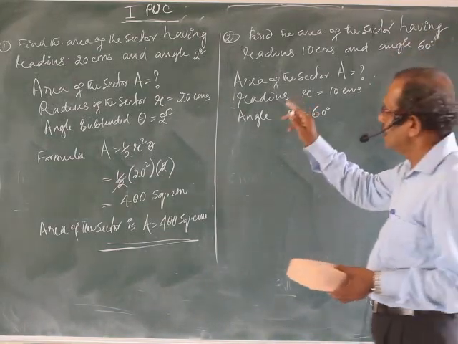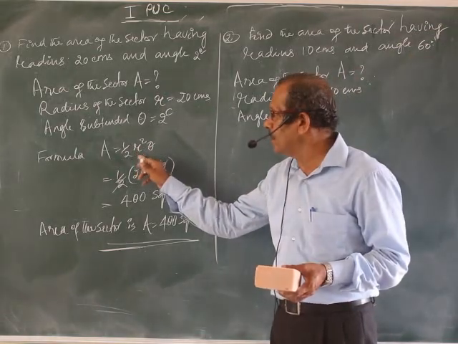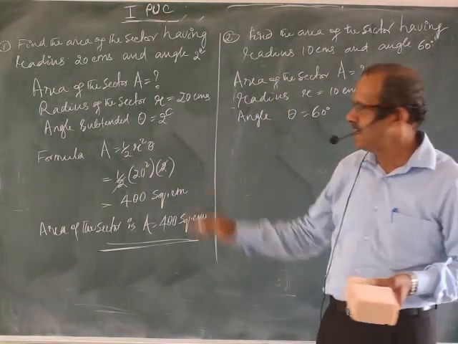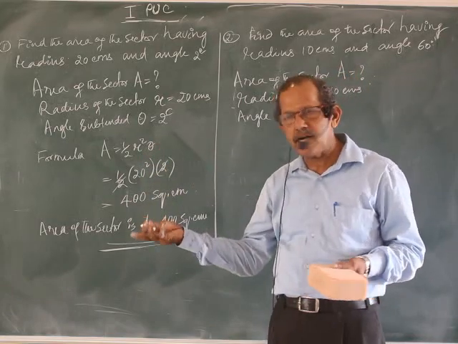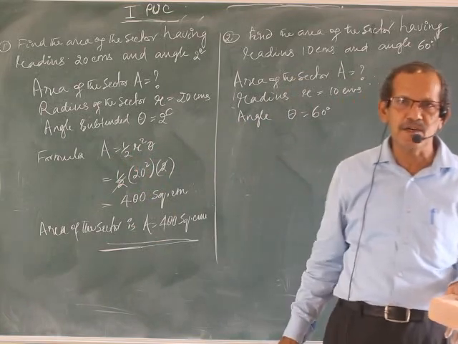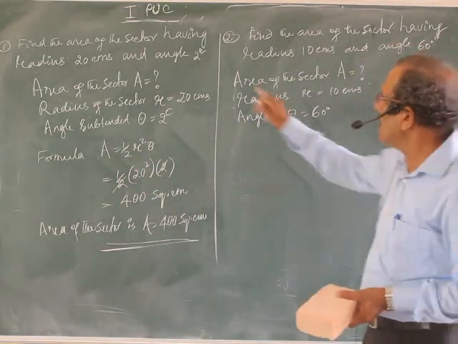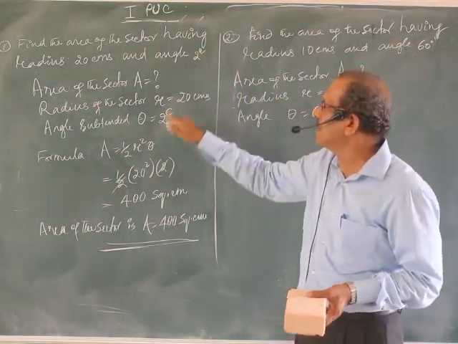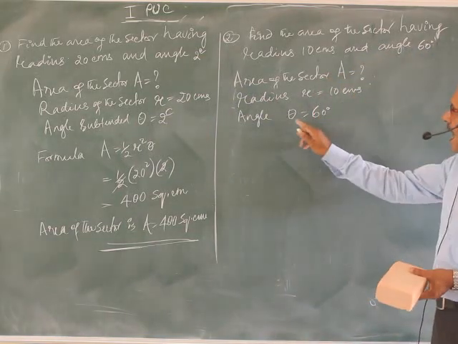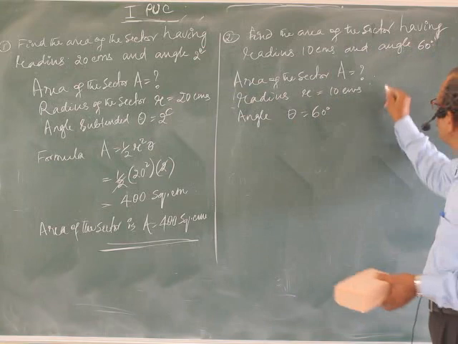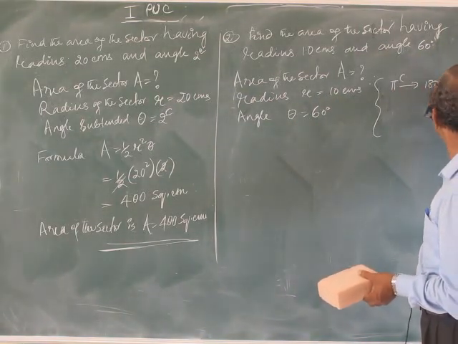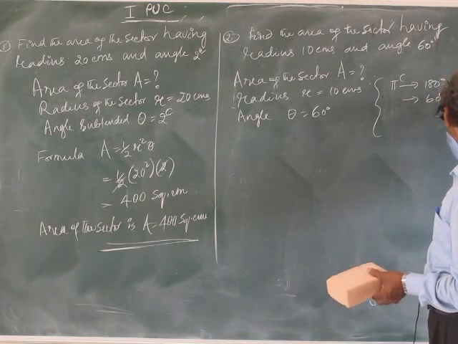Here, in order to apply the formula, remember this theta must always be in radian. Either the formula is L equal to R theta or A equal to half R square theta, theta should be in radian only. Here I have given the angle in radian itself, so straight away you can obtain the answer. But remember here, angle is given in degree. So first part is pi radian equal to 180 degrees, 60 degrees equal to how much?